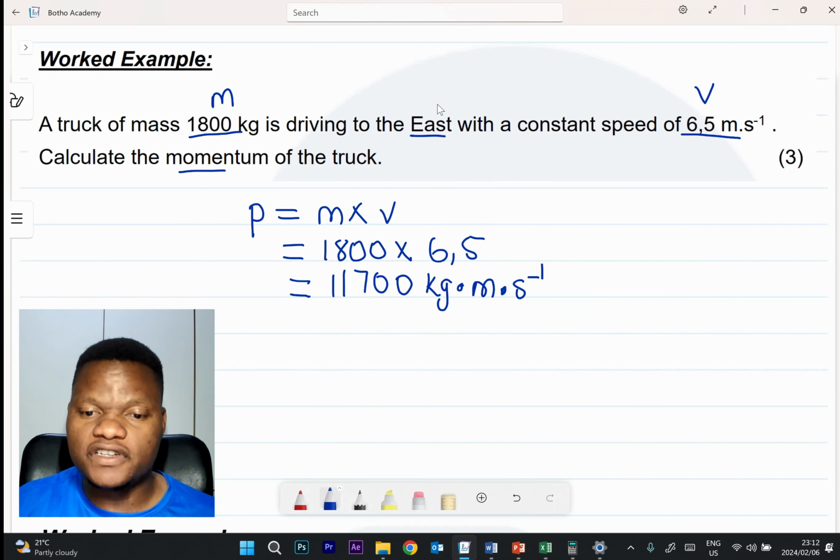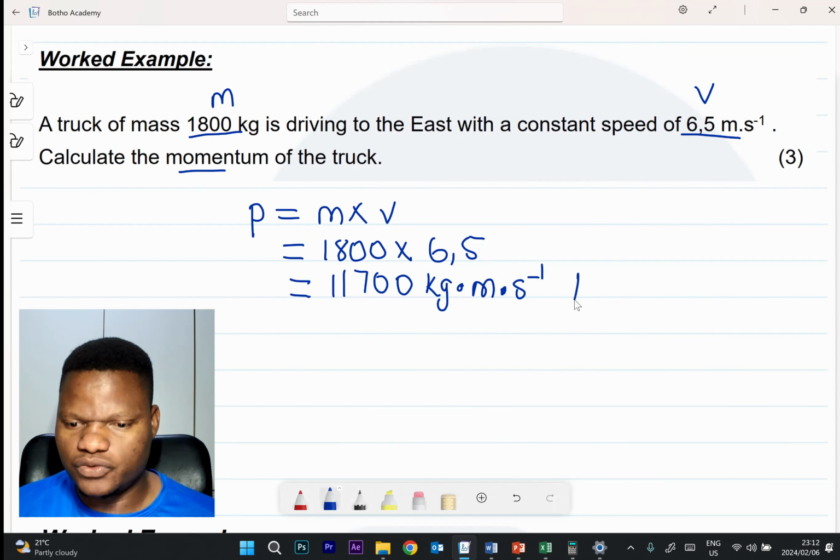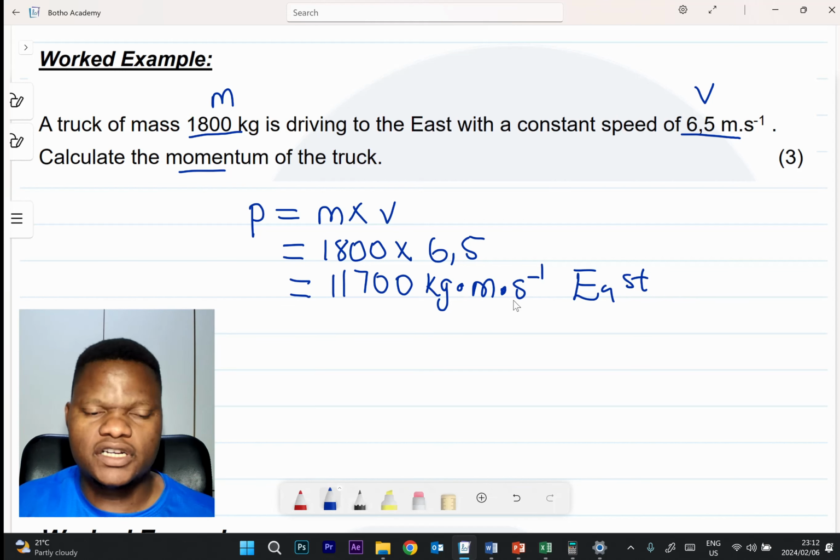Remember, momentum is a vector quantity. We've just been told that this is moving to the east. Therefore, the momentum of the object is also to the east, as we know that the momentum of an object must be in the same direction as the velocity of the object. All right.